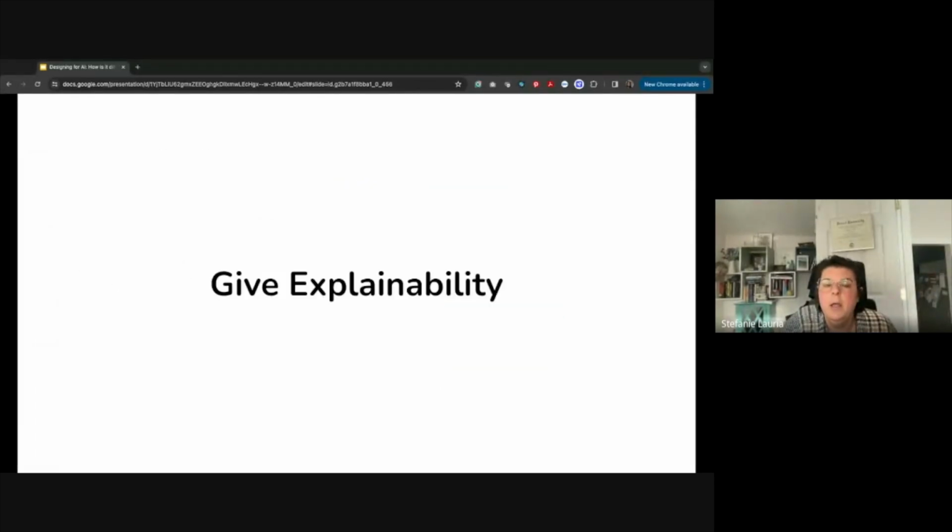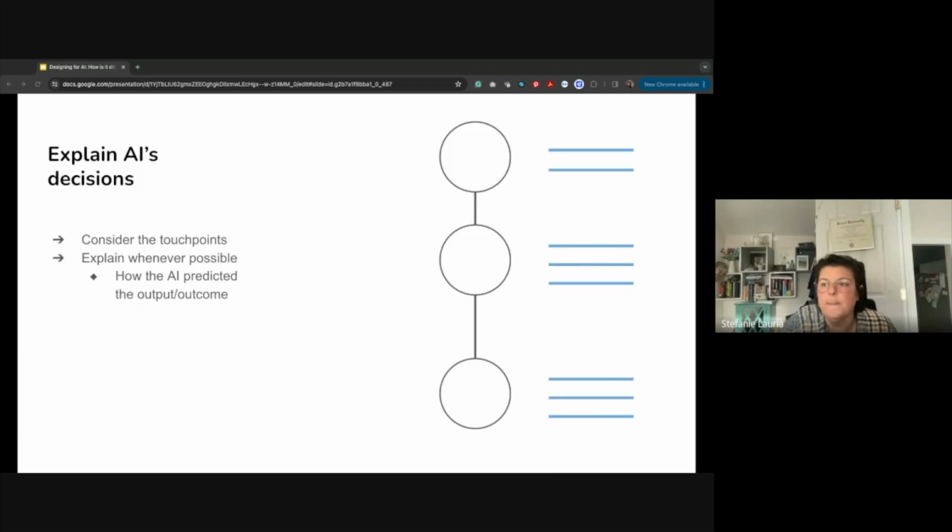And again, the last part of this is to give explainability, right? So what is explainability? Explainability is how your AI is making decisions about the output. So consider the touch points that you have with the experience and the AI.